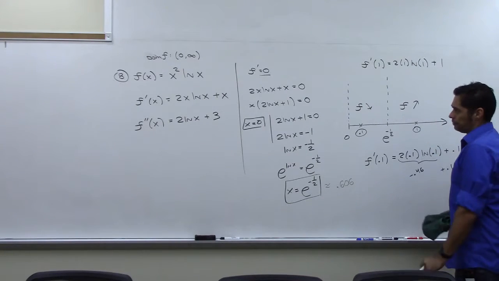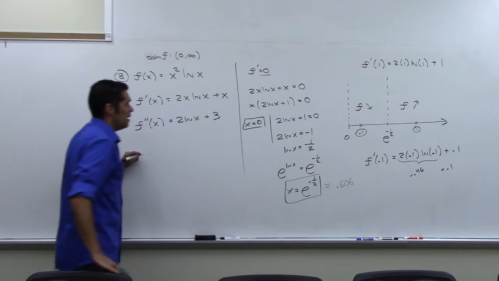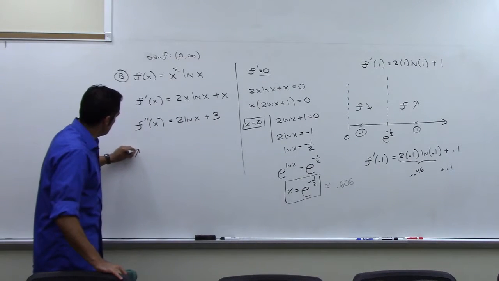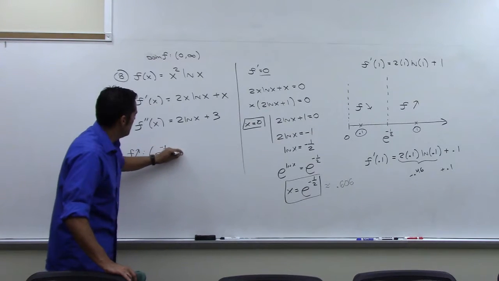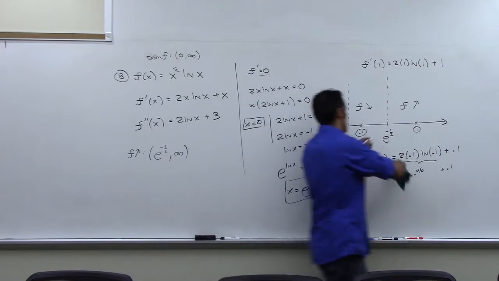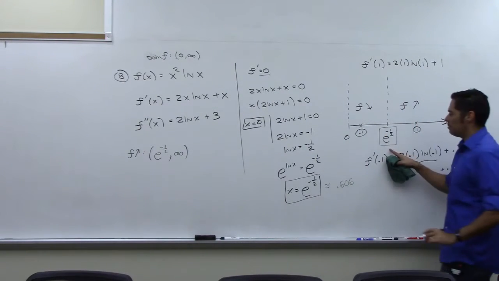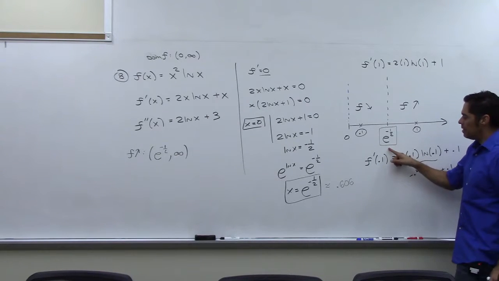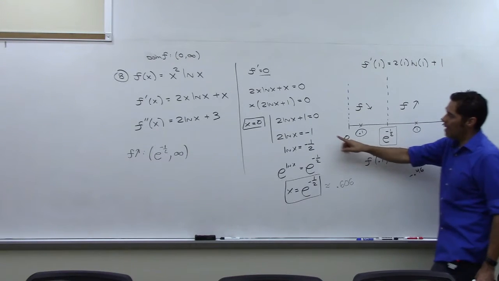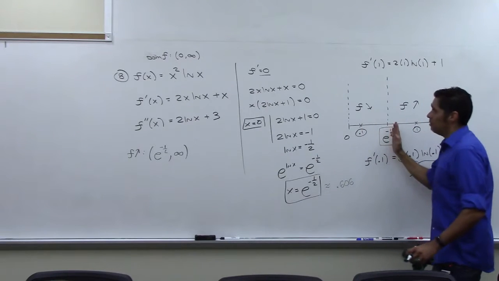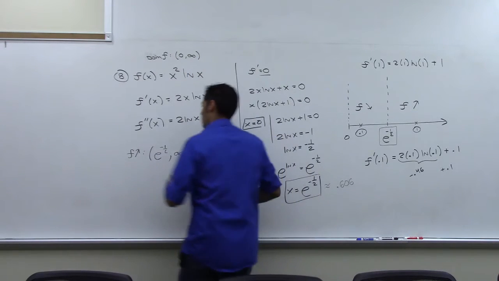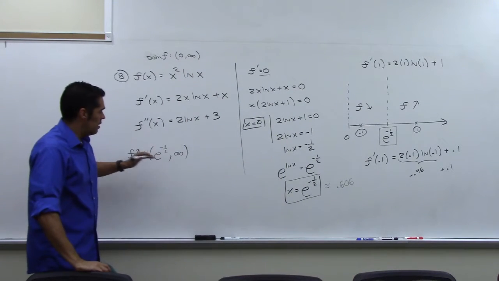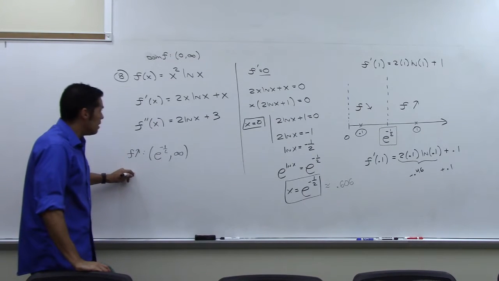So here's what I've got. F is increasing as soon as I get past e to the negative 1/2 forever. So to the right of this is a critical number. This could be plugged in, because we have a problem at 0. We knew that. But this is to the right of 0, and e to the negative 1/2 is in the domain, so we're good to go. So I plug that in, it's a critical number. It's also going to be a local min.